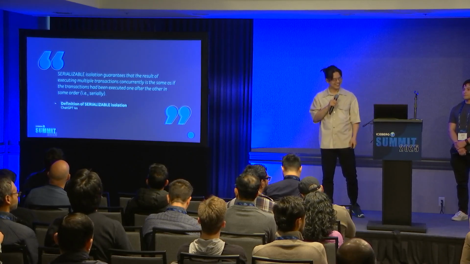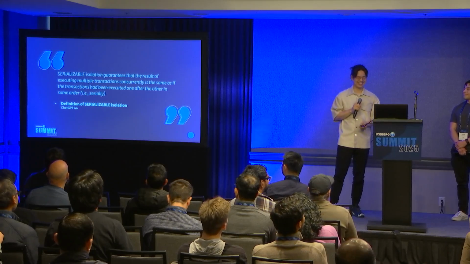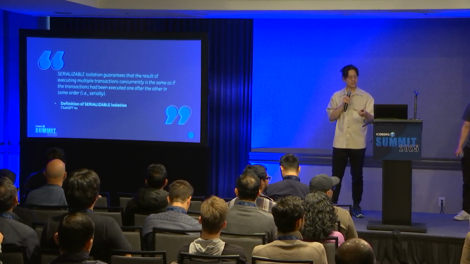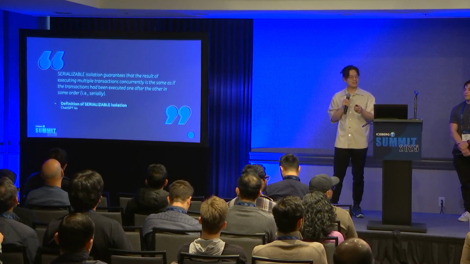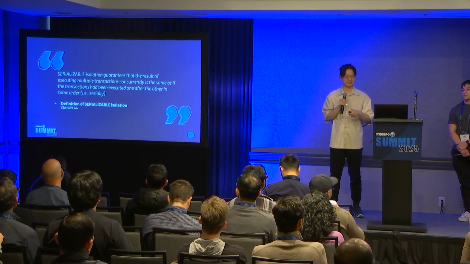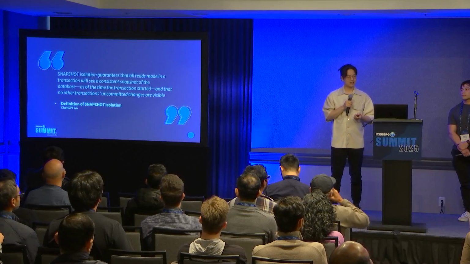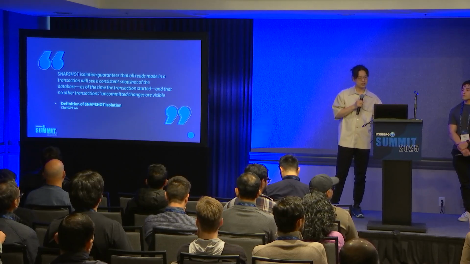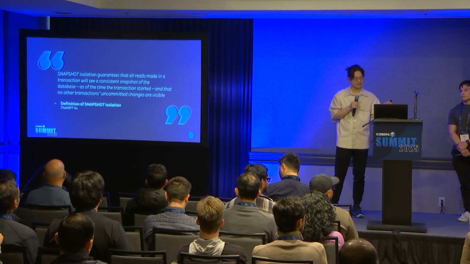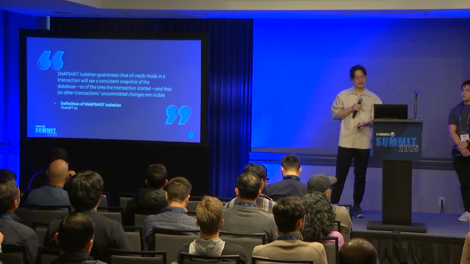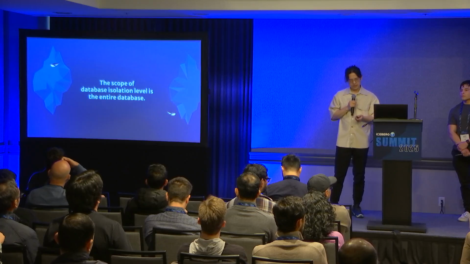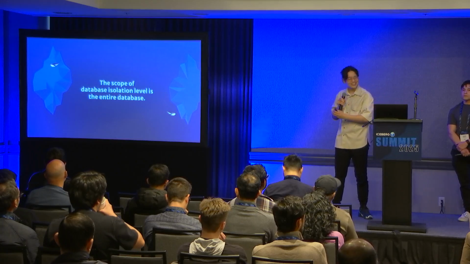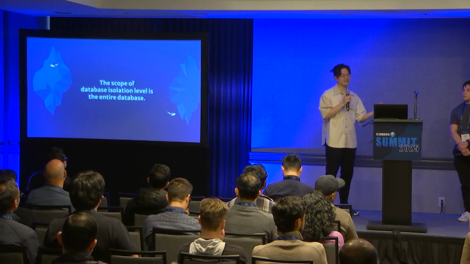Here is a definition from ChatGPT, but it's actually quite accurate about what serializable isolation means. The result of executing multiple transactions concurrently is the same as if the transactions had been executed one after the other in some order, right? And snapshot isolation means that all reads made in a transaction will see a consistent snapshot of the database as of the time the transaction started. So in my summary, the key thing here, which seems redundant, is that the scope of the database isolation level is the entire database.